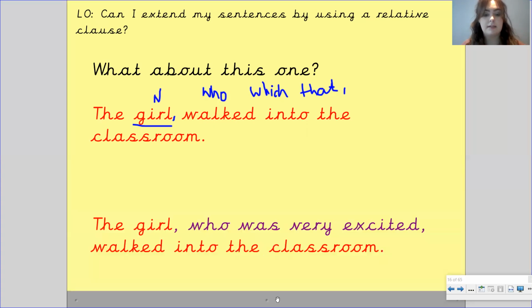Okay, so you could have had something like, the girl who was very excited walked into the classroom. Here is our comma. Here is our ending comma. This is our relative clause. We've used who. It's come after the noun and before the verb.